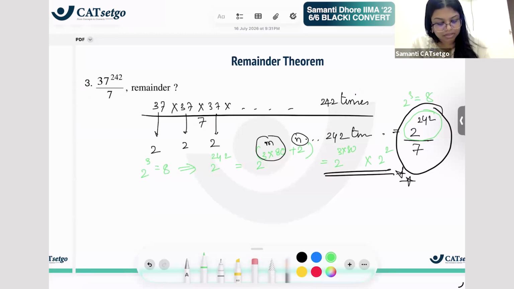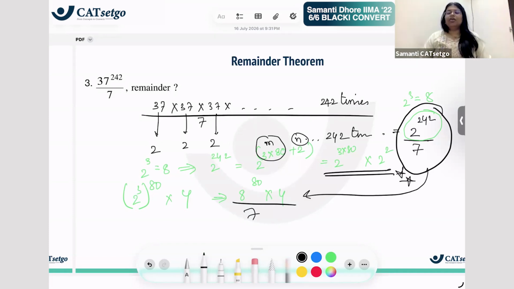So now this becomes 2 raised to 3, meaning 8, and basically 2 raised to 3 raised to 80 into 4. So it became 8 raised to 80 into 4. Now this has to be divided by 7. Right? Instead of 2 raised to 242 divided by 7, it is 8 raised to 80 into 4 divided by 7. Exactly the same thing has come here, right?